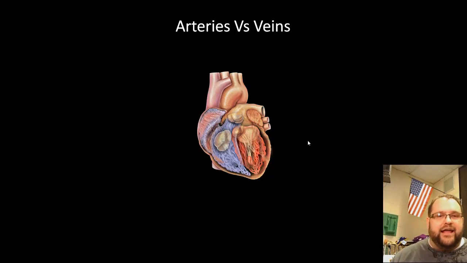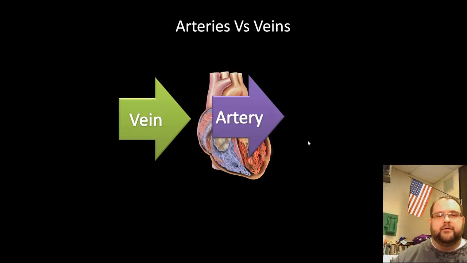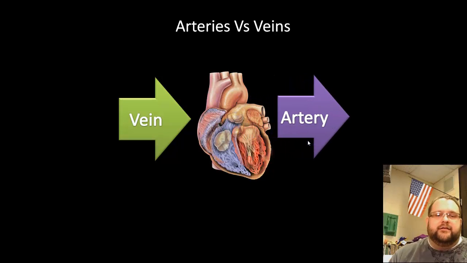So what actually is the definition of an artery and vein? Well, real simply, veins carry blood to the heart. So anything in which the blood is returning to the heart, that's going to be a vein. Arteries carry blood away from the heart. So any vessel that carries blood away from the heart is going to be an artery.